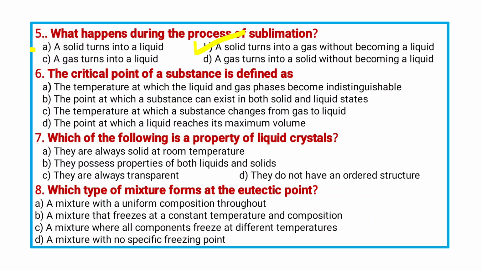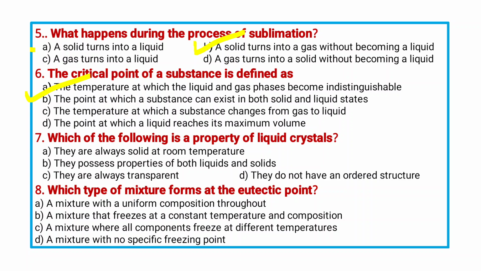Next, the critical point of a substance is defined as: A, the temperature at which liquid and gas become indistinguishable; B, the point at which a substance can exist in both solid and liquid state; C, the temperature at which a substance changes from gas to liquid; option D, the point at which the liquid reaches its maximum volume. Option A is correct: the temperature at which liquid and gas phases become indistinguishable, meaning we cannot identify them separately. That is called the critical point.